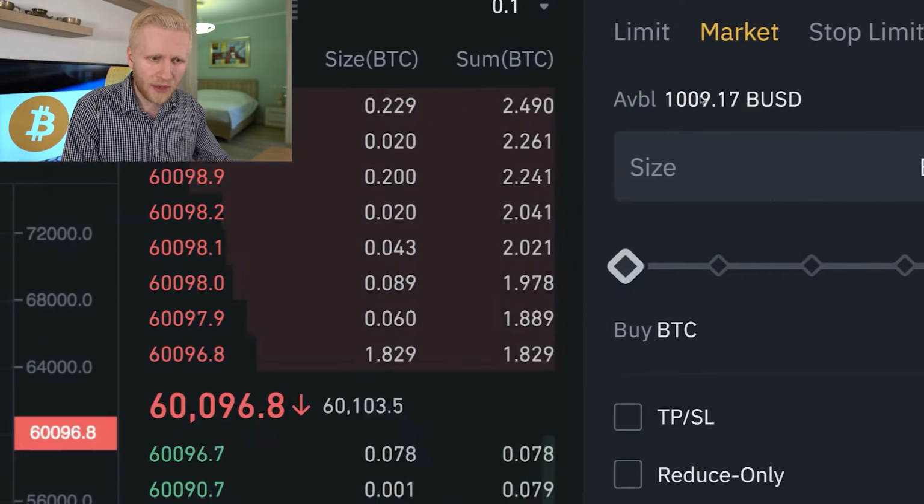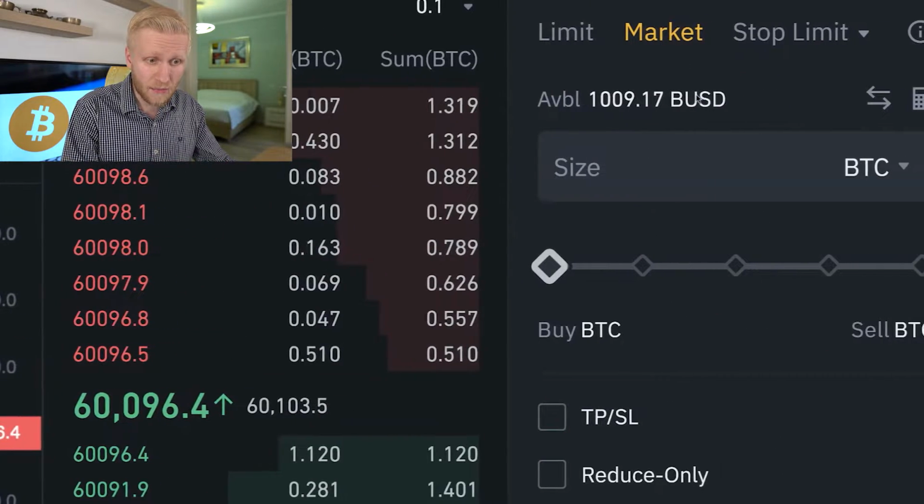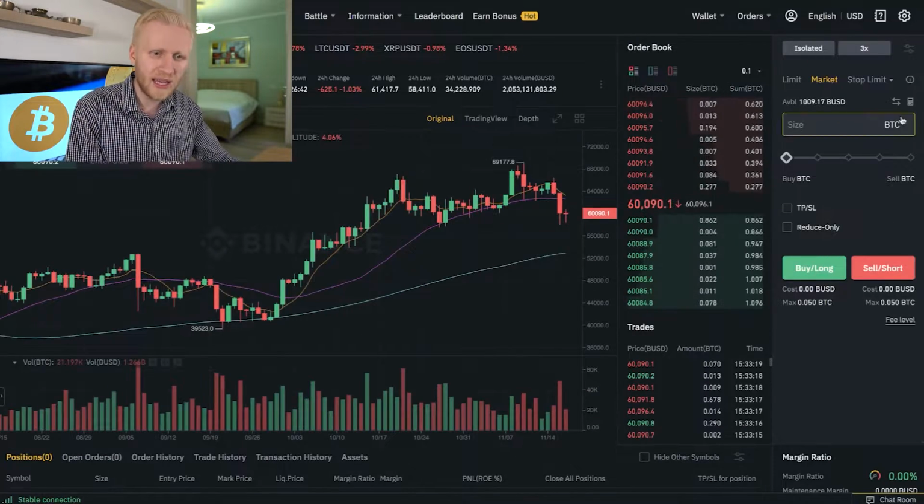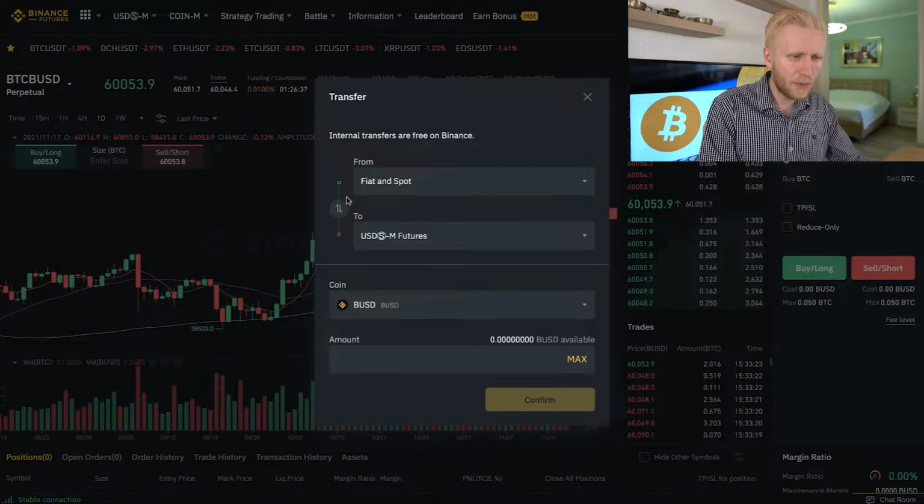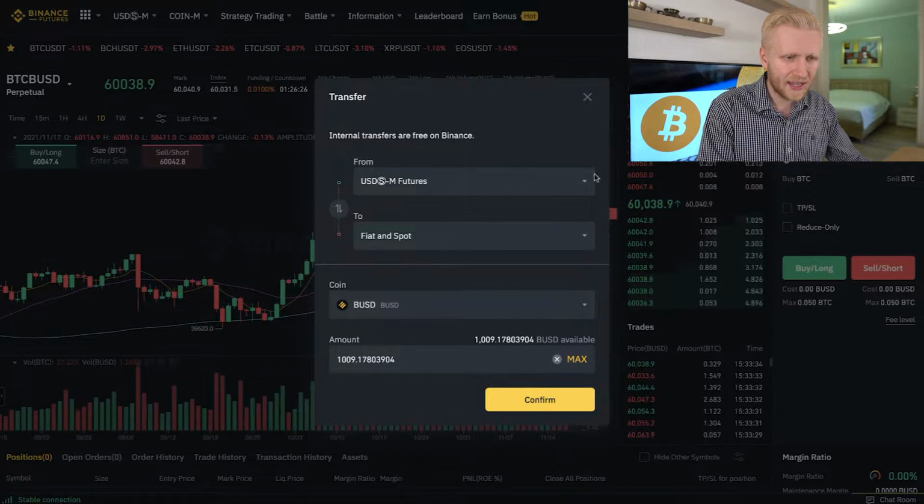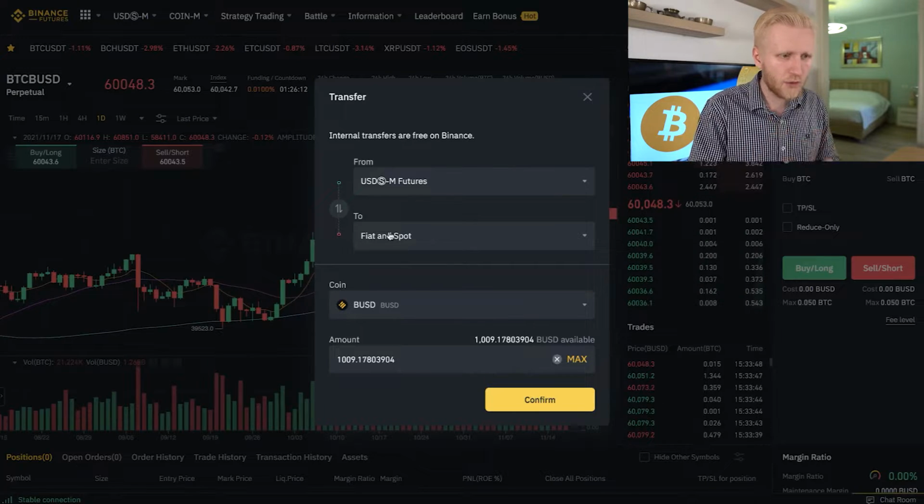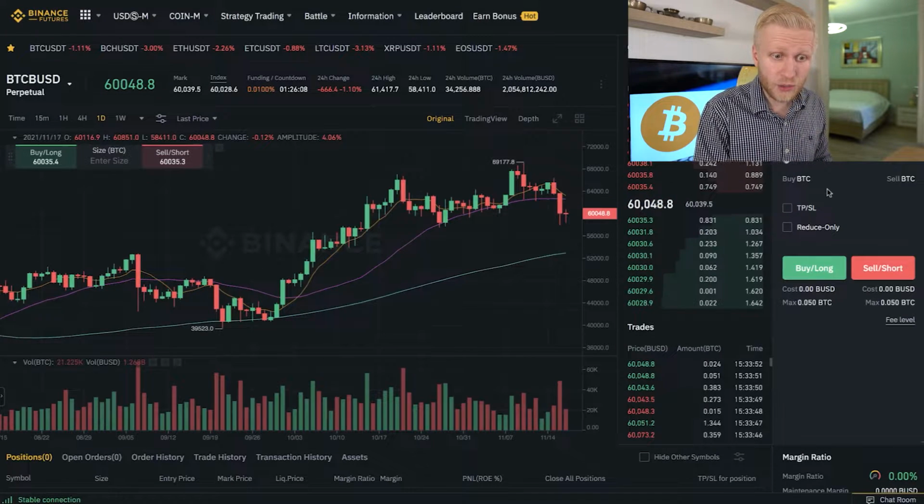You can see that at the moment we have this 1009 BUSD that we transferred in the beginning of the video. So how you will do it, you will click here and then you will be able to transfer money from your fiat and spot wallet to your BUSD. And if you want to transfer money from your futures account back to fiat and spot, you will simply click here and then click confirm, and it will transfer from your futures account to your spot account. But let's close this and let's do the trade.